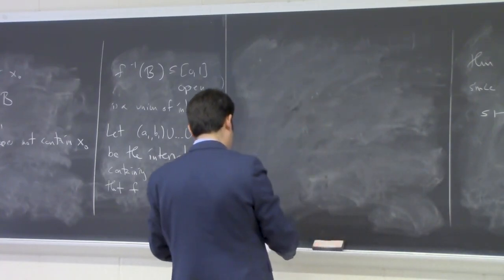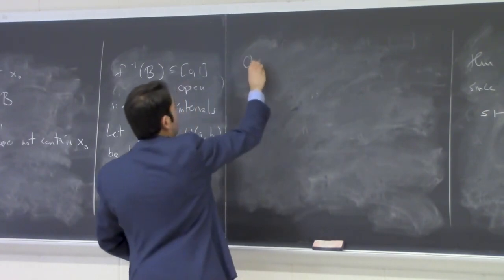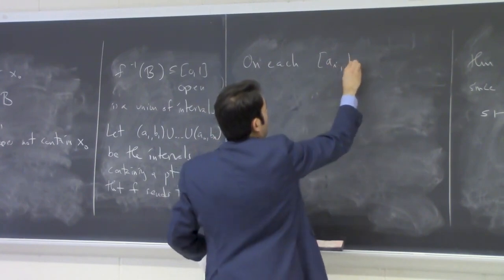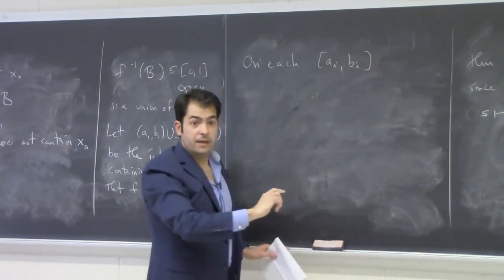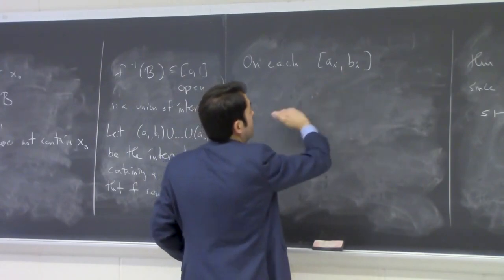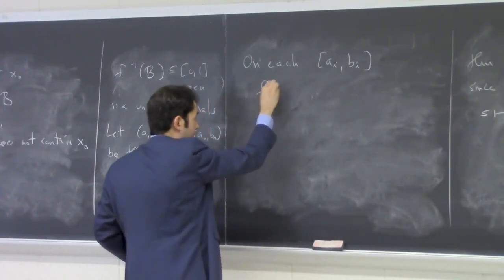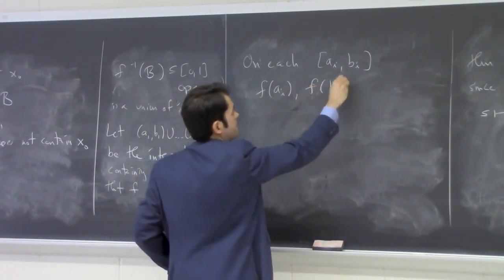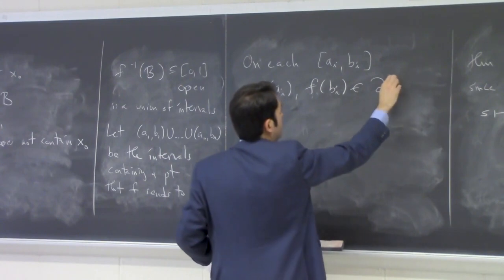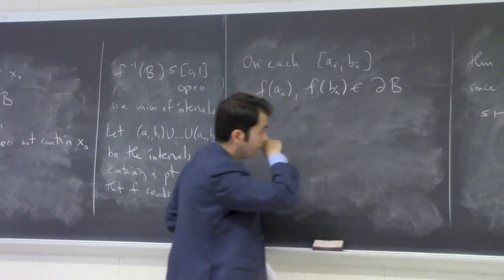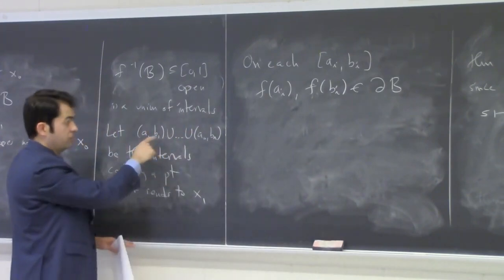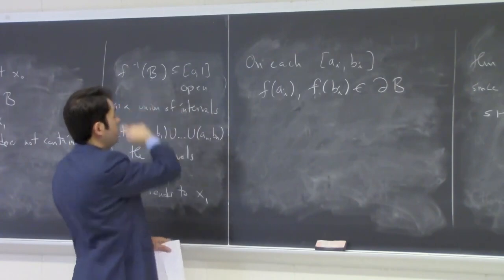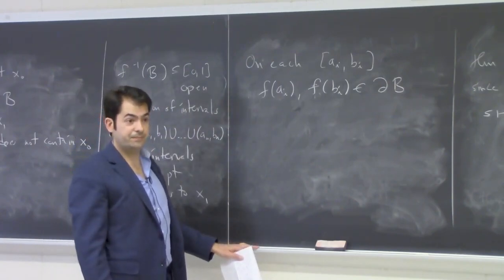Okay. So on each, if you look at the closed interval, then f must send the endpoints to the boundary of the ball, right? Because that's how these intervals were constructed. They're the connected components of the inverse image of B.